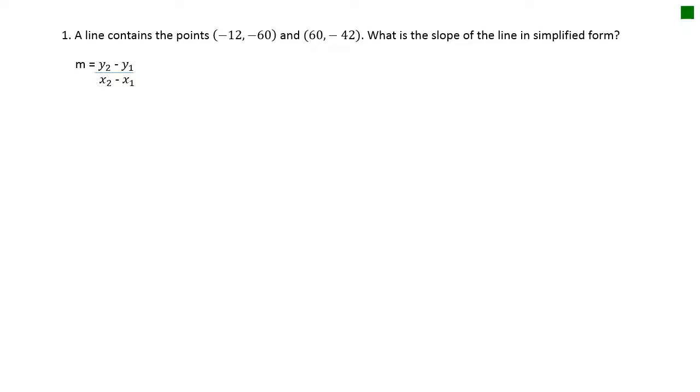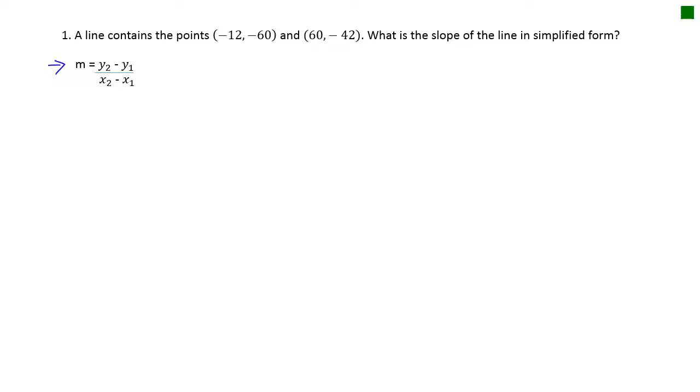Looking at number 1, we're given that a line contains the points (-12, -60) and (60, -42). We are asked for the slope of the line in most simplified form. In order to find this, we need to know the slope formula. So remember, the slope formula is right here. That's y sub 2 minus y sub 1 over x sub 2 minus x sub 1.